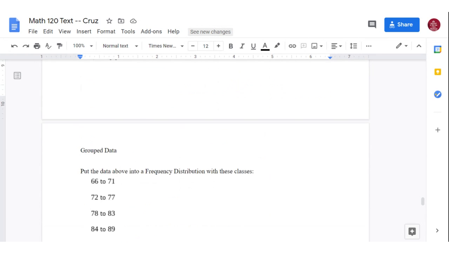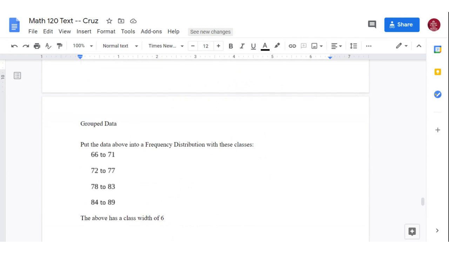All right, so here are some classes that they've picked for us: 66 to 71, 72 to 77, 78 to 83, 84 to 89. Those all have a class width of 6. It's a little bit hard to see that sometimes, but let me put my camera here, because I was going to do some counting on my fingers for you.